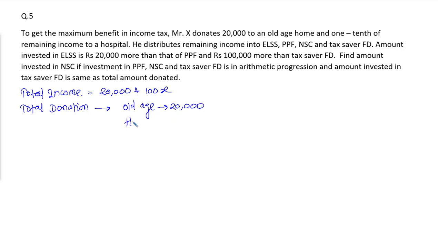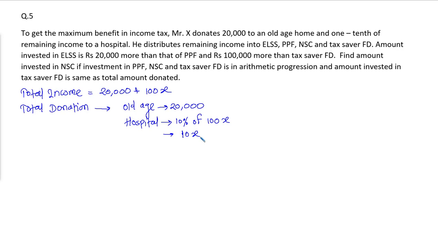and the total donation to the hospital is equal to how much? 1/10 of the remaining income. Okay, total income is 20,000 plus 100x. Out of that, 20,000 goes to the old age home, the remaining income is 100x. So the hospital gets how much? 10% of the remaining income. 10% of 100x, that is equal to 10x.